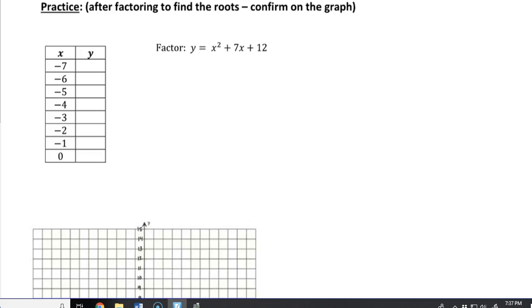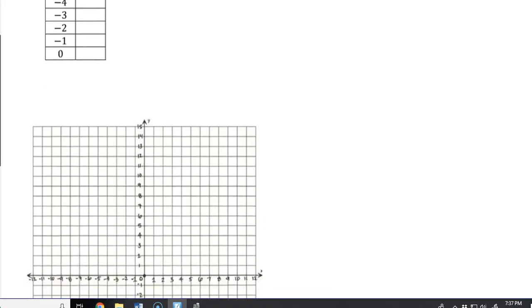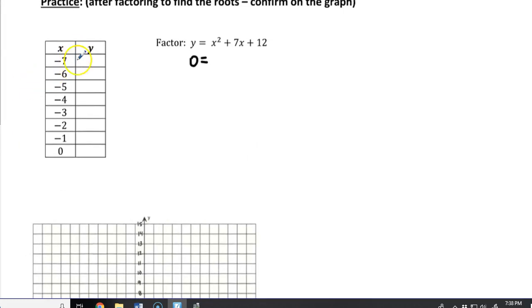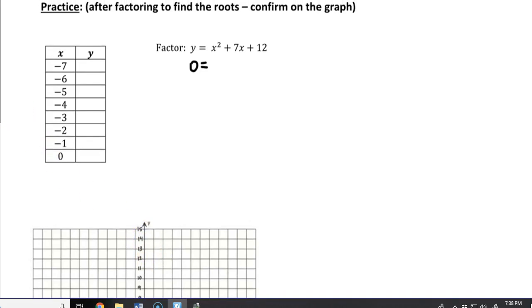So on the next page, I'd like you to factor, and then I would like you to solve for, we're going to make this basically a 0. So the first thing you're going to do is make it 0 equals, because we're finding the points on the graph where the y value is 0. In other words, the x-intercepts. After you've factored and solved, I'd like you to make the table and make the graph and confirm your roots. So do this all on your own. Play the recording when you want to see the answers.